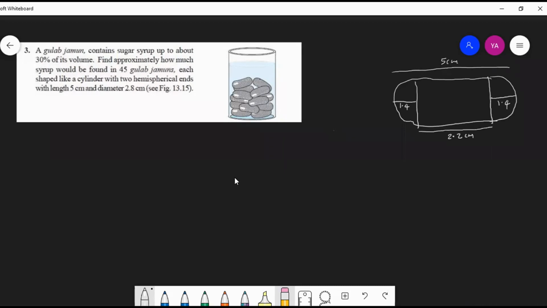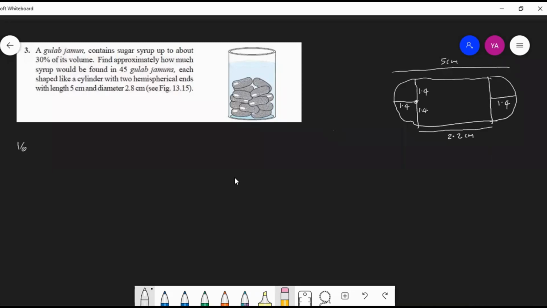So we got almost all the measures. What will be the radius of the cylinder? It is 1.4. For a sphere, you can see here, all these three lines will be 1.4 each. These three are radii.